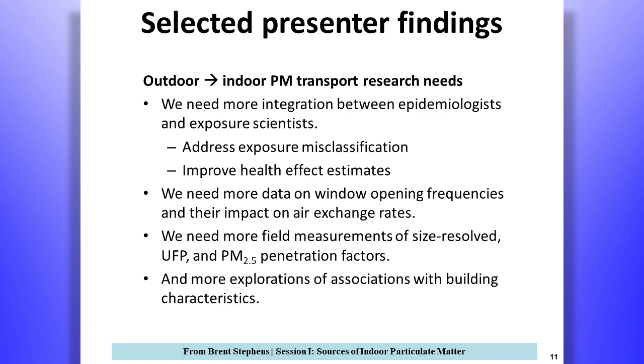Our first presenter, Brett Stevens, addressed indoor exposure to these outdoor items and presented a number of research needs coming out of his summary, starting from the bottom and moving up, really to gain more information on the associations between building characteristics and indoor PM levels. And that has to do with the fact that there is rather significant variability in infiltration of outdoor air indoors. It ranges anywhere from 10 to 100% depending on the age of the building, the HVAC system, the air tightness of the building, and occupant behavior.